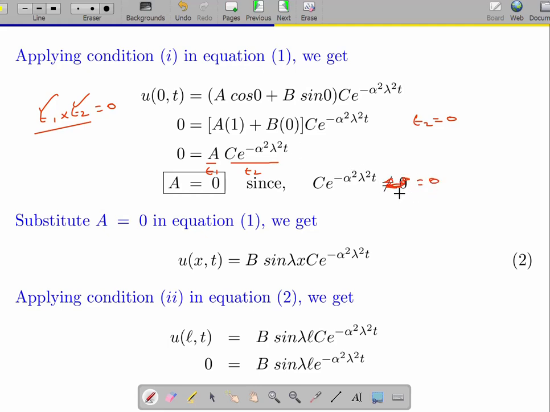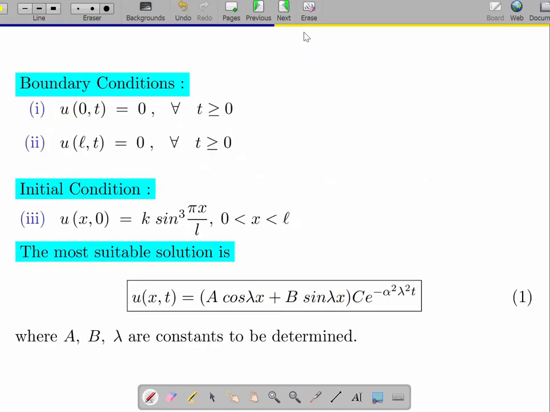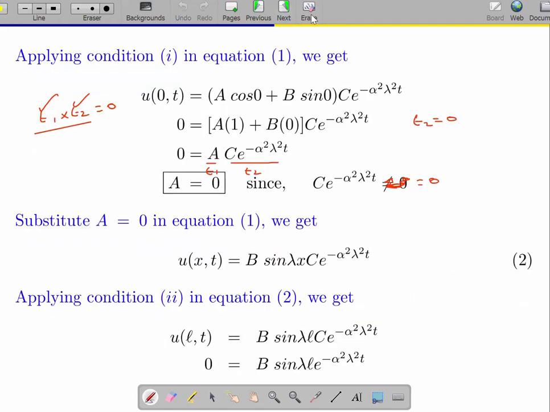If we consider this to be 0, our solution always tends to 0. Why? Because this is our solution of the one dimensional heat equation, and if this is 0, then 0 into anything is 0. Therefore u of x comma t is always 0. That is not possible, because we already consider some non-zero temperature to be there. Therefore our assumption is wrong.